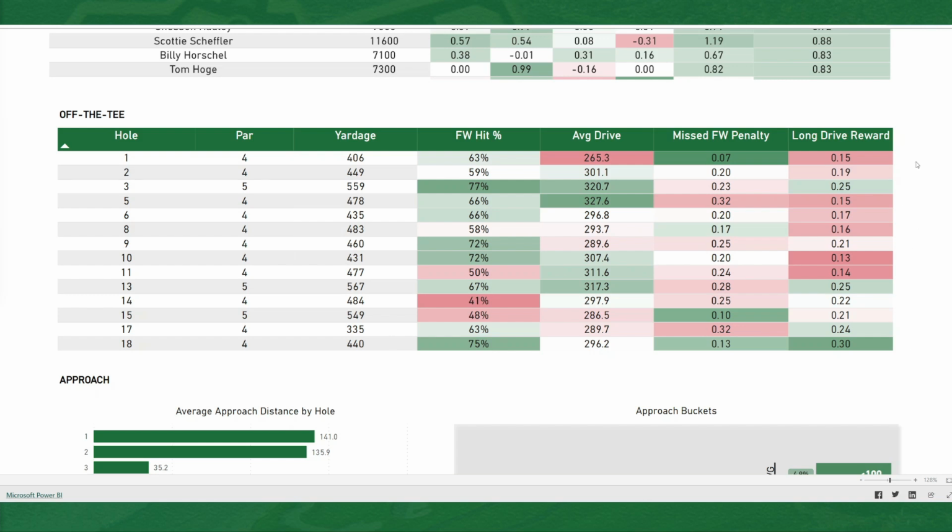Holes in which a long drive is not rewarded, well, of course, number 1. Right? That's why so many lay back. It's why there is not a huge missed fairway penalty.